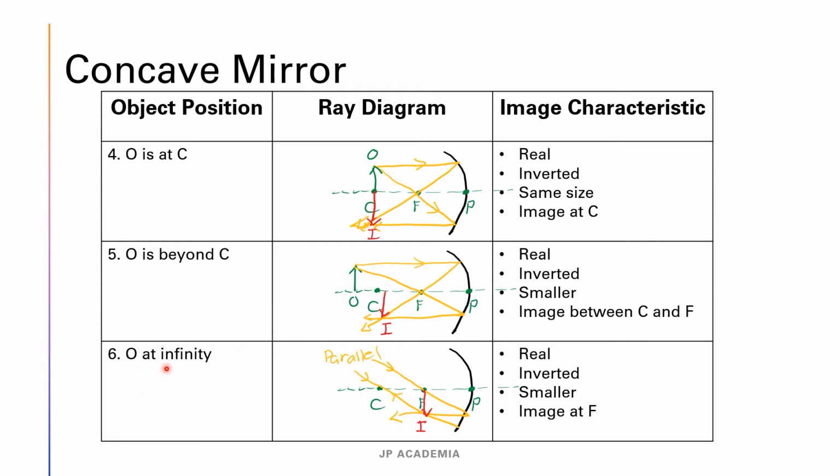Last, when the object is at infinity, that's why we only have these parallel light rays, we can observe that the image formed has the following characteristics. First, it is real, inverted, smaller, and the image is formed at the principal focus F.